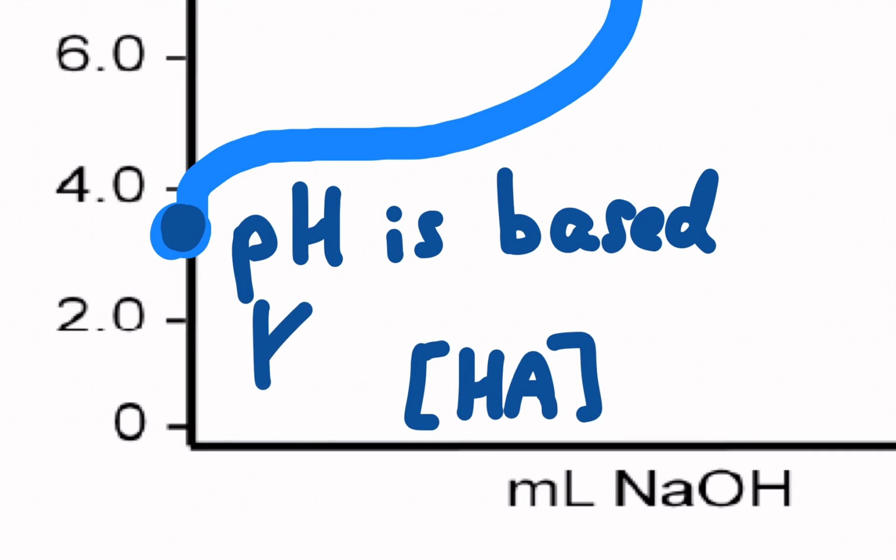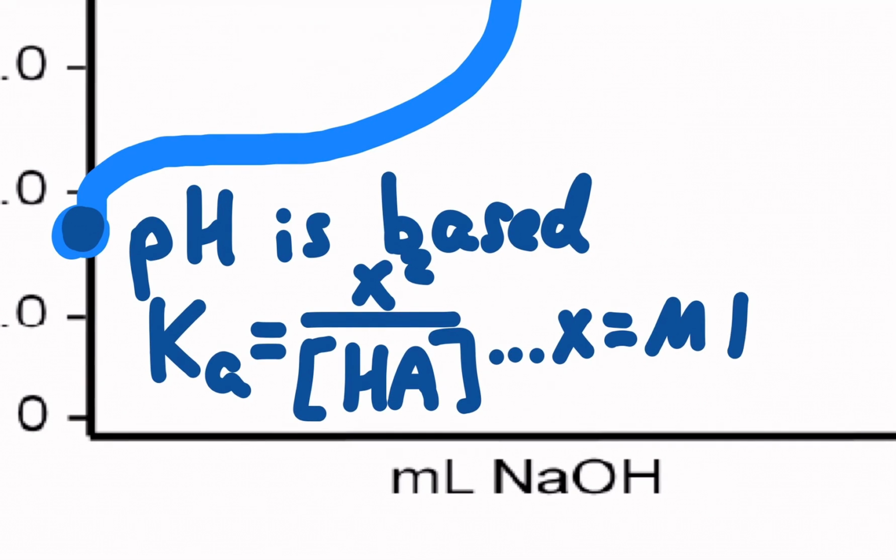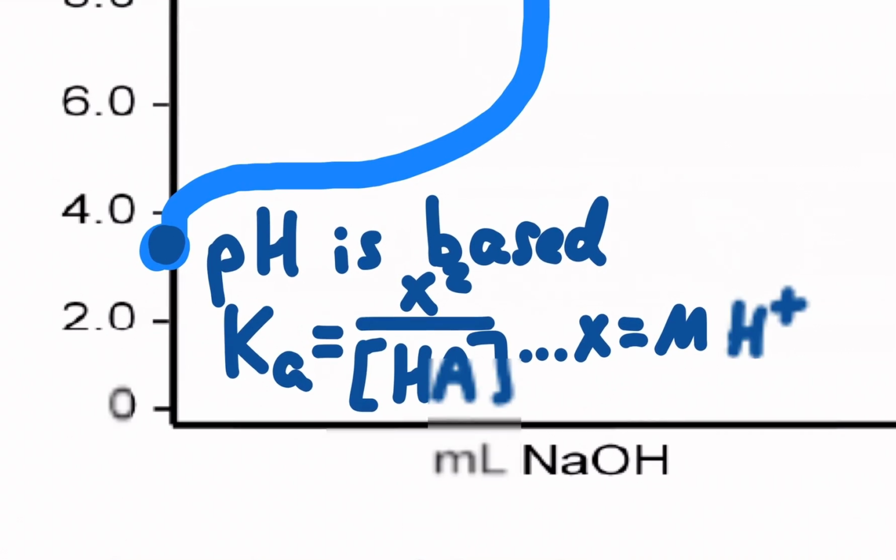And we know that we can set up an expression that's Ka is equal to x squared divided by HA, where x is your molarity of hydronium ion or hydrogen ion. So that's just how do you get the pH of a weak acid, which we've done many times, and that's true at the beginning of a titration.